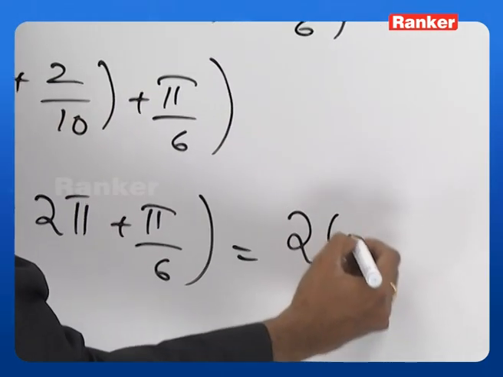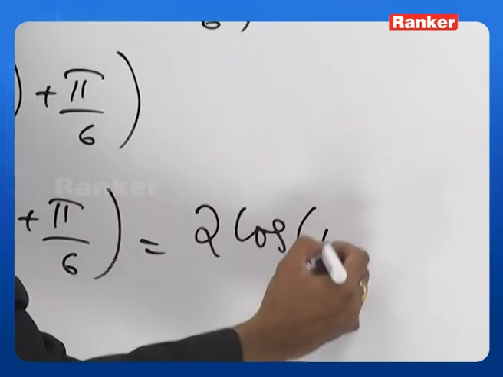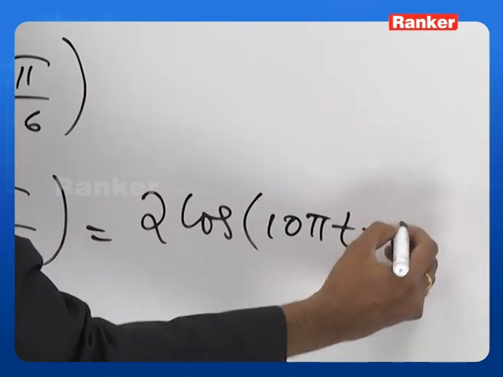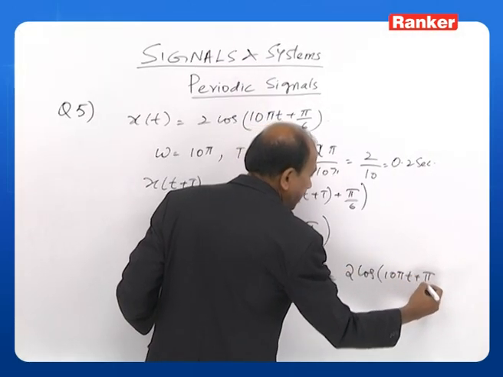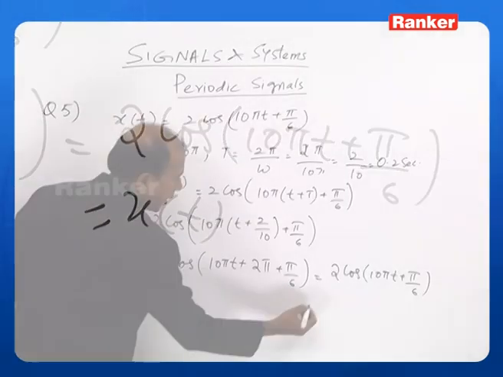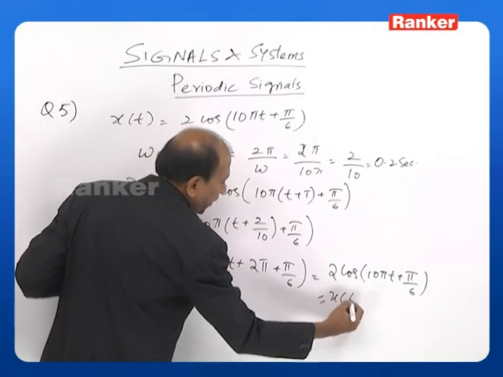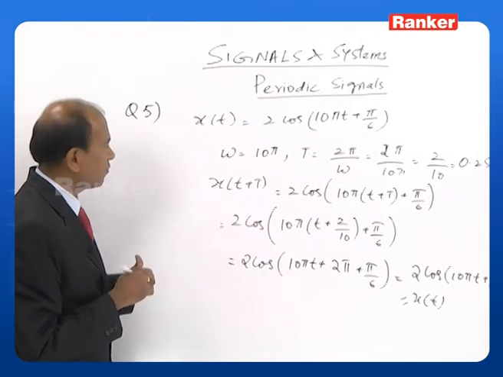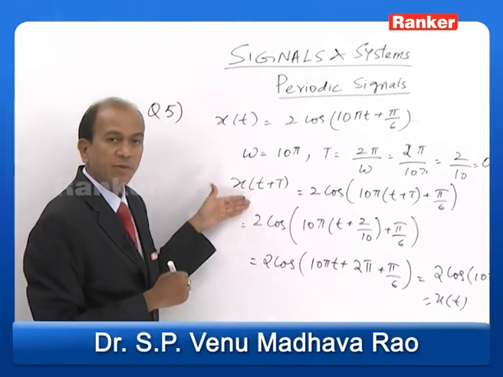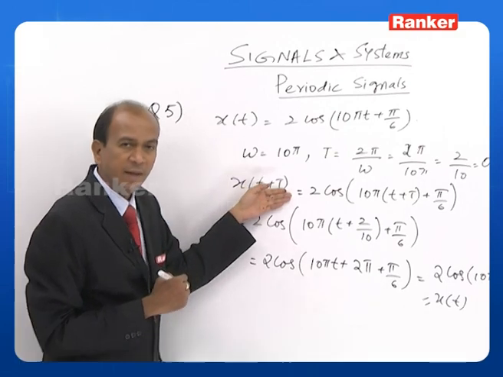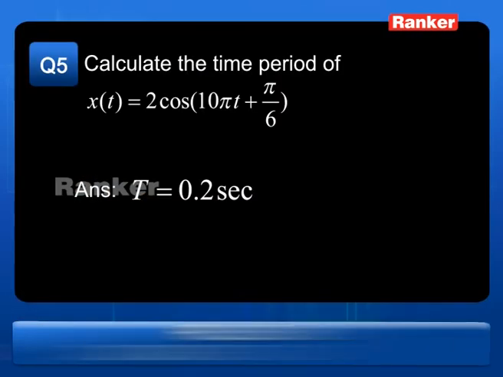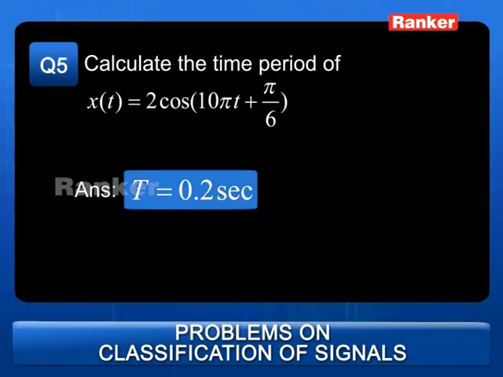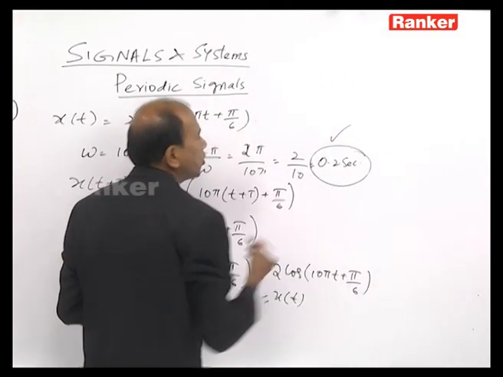So, this is cos of 360 degrees. So, this will be equal to 2 cos of 10 pi t plus pi by 6. So, this is nothing but equal to x of t. So, the condition for periodicity has been established. We have taken x of t with a certain period T here, which we have calculated as 2 by 10 or 0.2 seconds. Then we have proved that this is in fact equal to x of t. So, the given signal is periodic with a time period equal to 0.2 seconds.